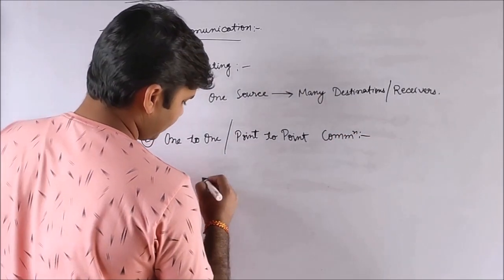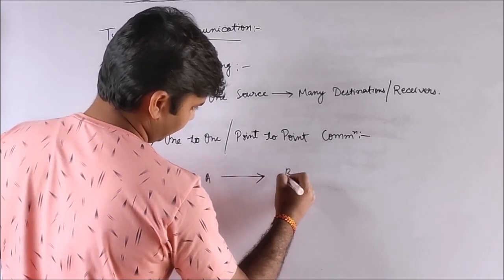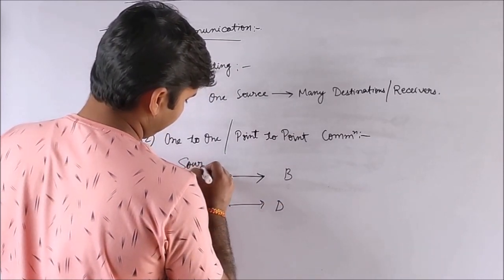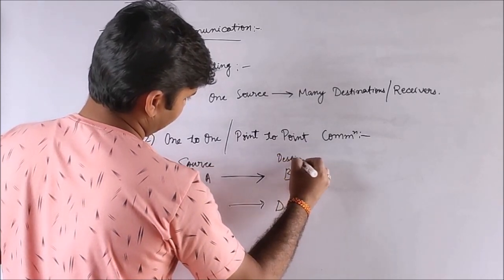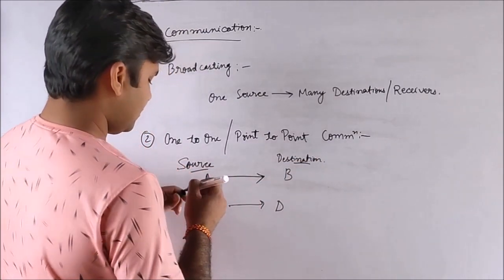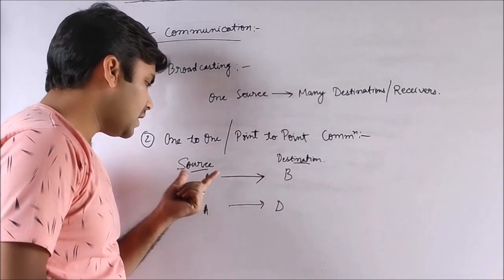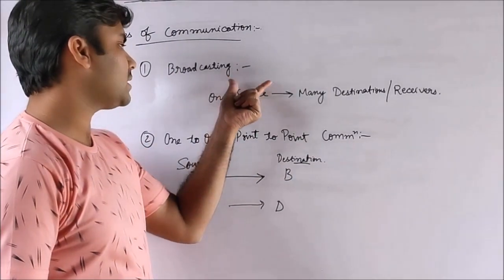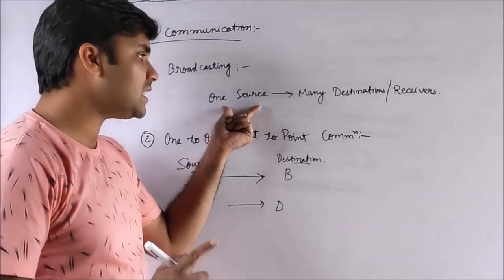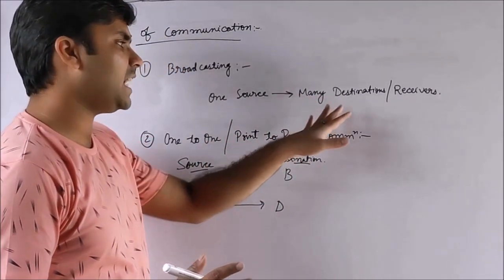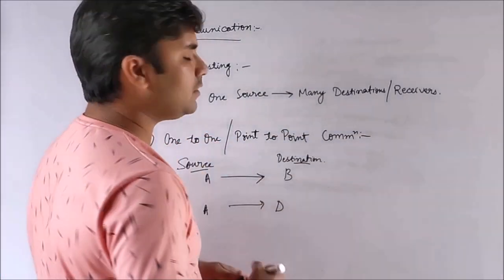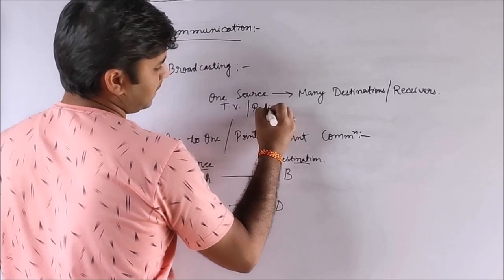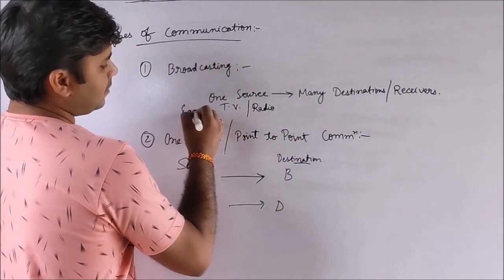So one-to-one communication or point-to-point communication means there is a source and it is sending data to only one destination. What is broadcasting? There is one source of information which is sending the information in air, and there are many destinations or many receivers. For example, TV, radio. These are examples of broadcasting.